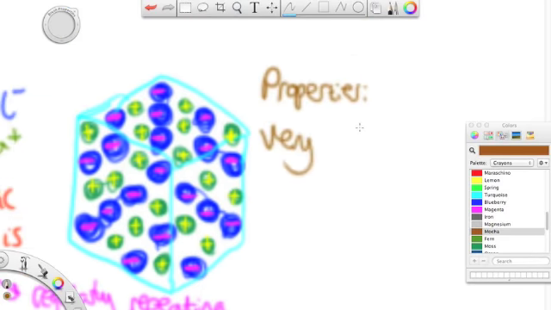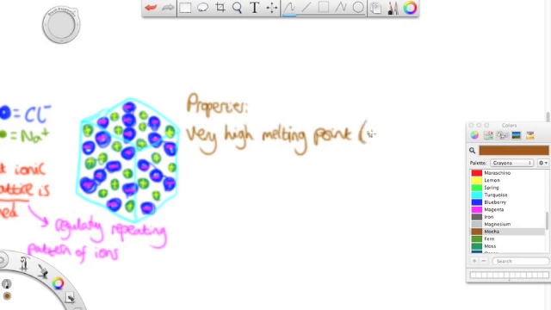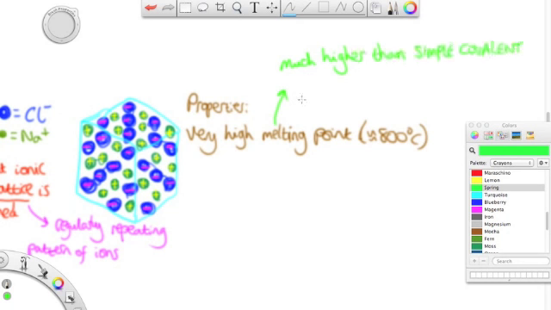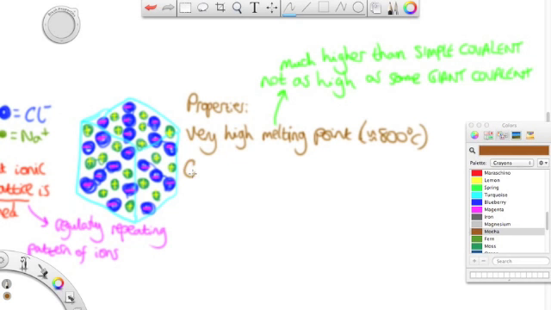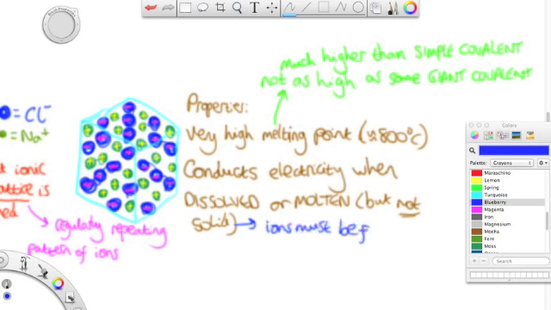So, what are the properties of giant ionic structures? Well, first of all, they have a very high melting point because you have to break lots and lots of ionic bonds to separate them. This salt crystal, NaCl, has a melting point of about 800 degrees Celsius. Of course, that's much higher than simple covalent molecules, such as water at 100 degrees Celsius, but nowhere near as high as some giant covalent structures, such as diamond.